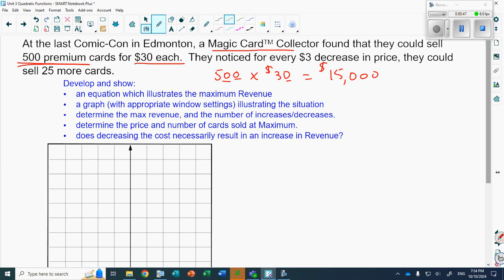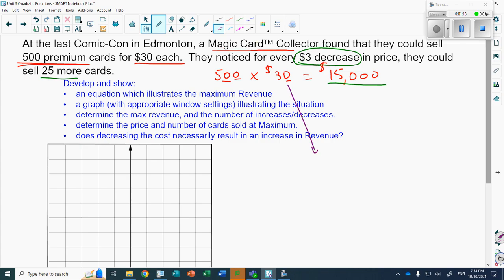What are some of his costs? Well, hey, I heard that price of that booth ain't cheap. You know what I mean? So he's got to mark up his cards so he can make some decent coin. Now, he found out that if he decreases the price by $3, he actually can sell more cards. Well, wait a second. Does that necessarily mean that he's actually making more money? Let's figure that out. That's our goal here.